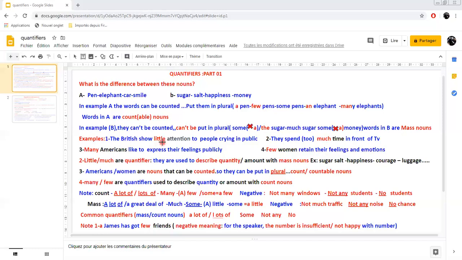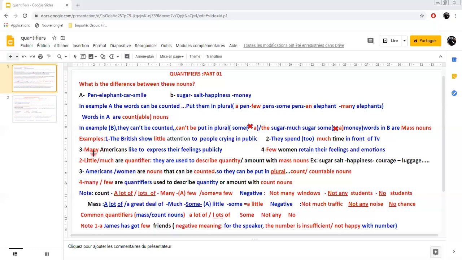In example number 1, with attention we used little. And with time, in example number 2, we used much. So little and much are quantifiers. Sorry, there's an S missing here. So they are quantifiers. They are used to describe a quantity or amount with mass nouns. For example, sugar, salt, happiness, courage, luggage, knowledge, and so on and so on.